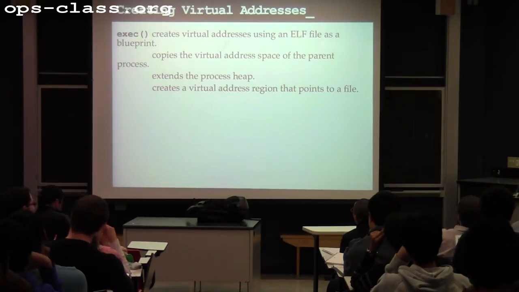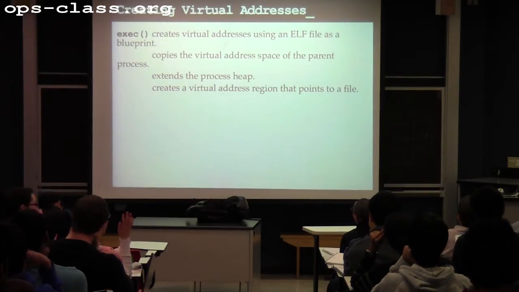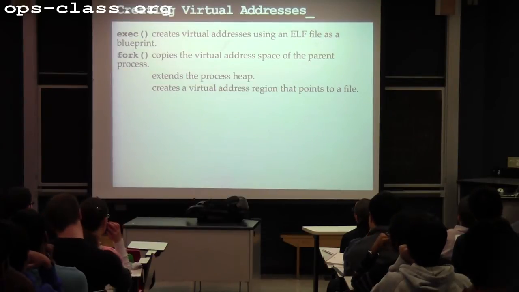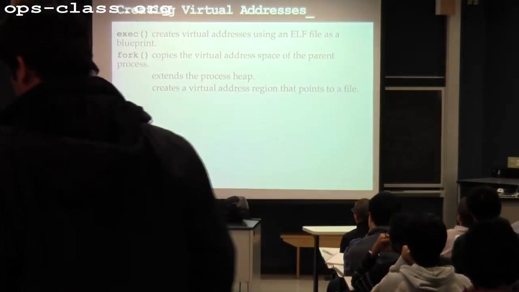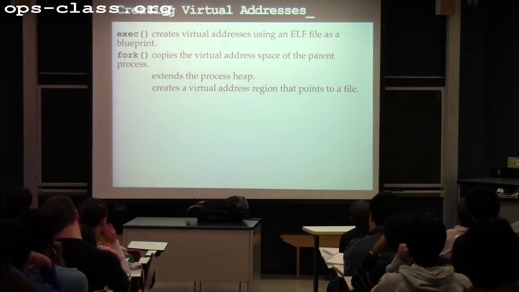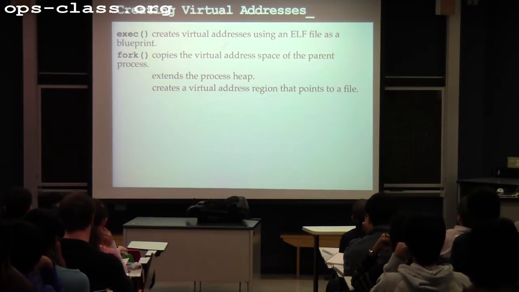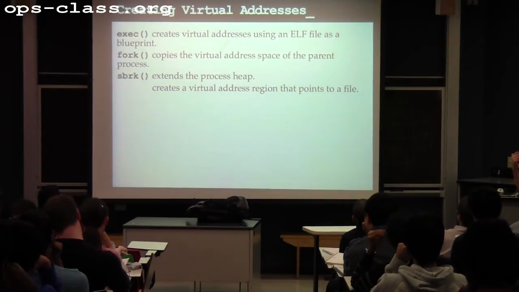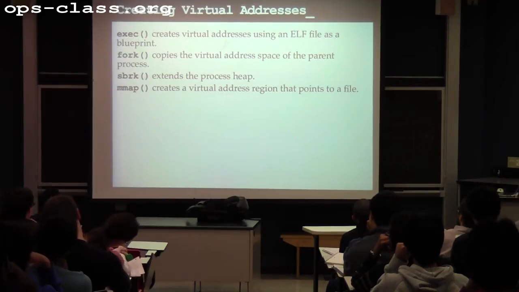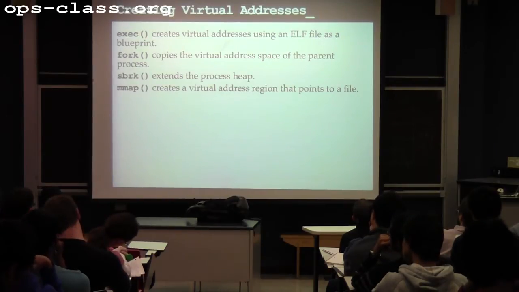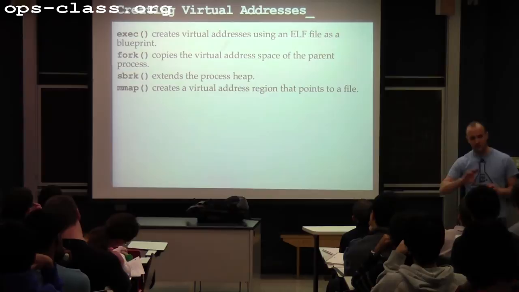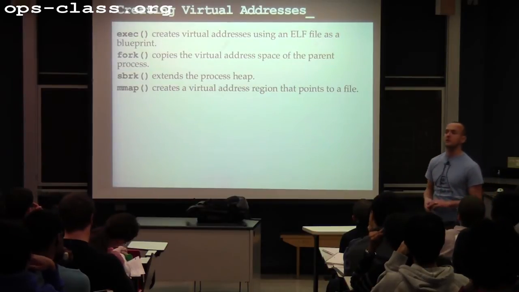What copies the virtual addresses of the parent process? Fork, right? So that's another place where I get virtual addresses. And these are more accurately the first virtual addresses that the task has access to, the same ones that its parent had. What system call extends the process heap? sbrk. And what uses this system call? Malloc, right? And finally, mmap is the system call that creates a virtual address region that actually maps down to a file. It's going to look like memory, but the contents are actually going to be stored on disk.